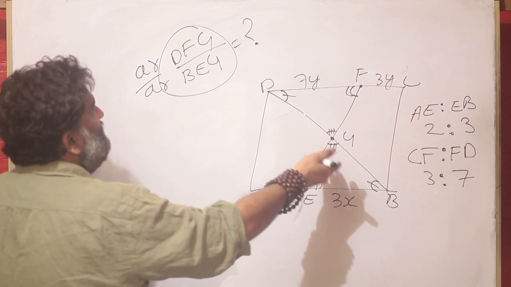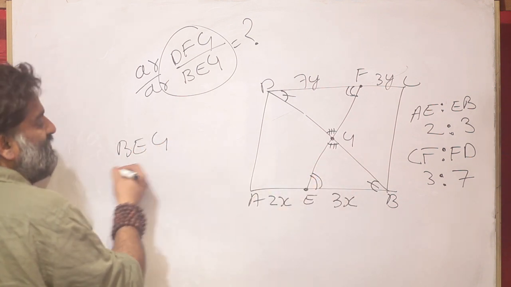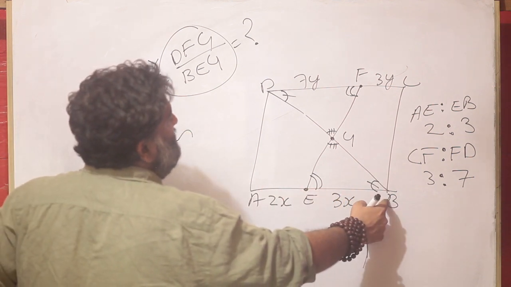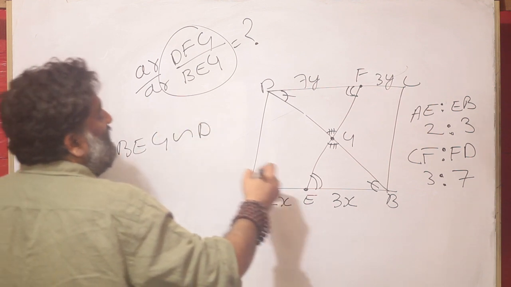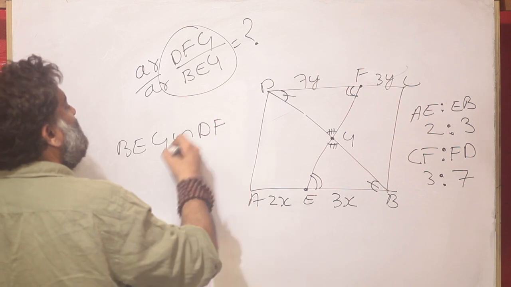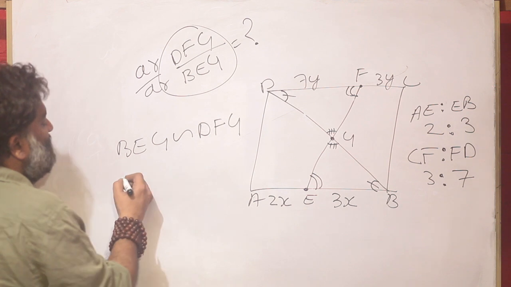So let me start with this triangle BEG. And because I have written it BEG, let me find the corresponding points. Angle B is equal to angle D, so instead of B, I will write a D. Angle E is equal to angle F, so instead of E, I will write an F. And G is common to both. Now once I have this, I can get the ratios going.